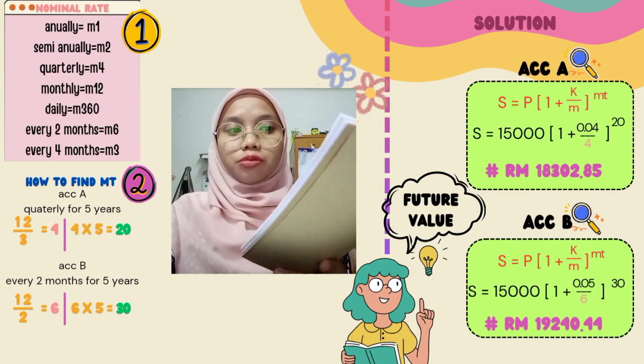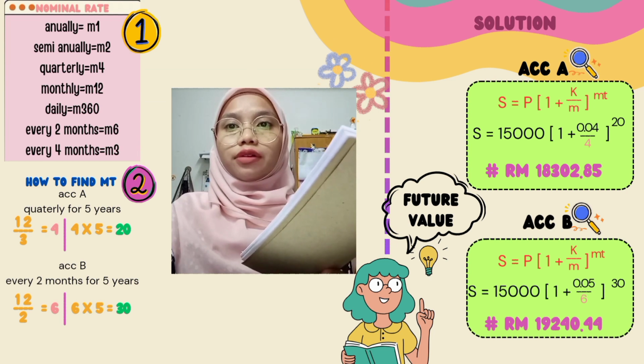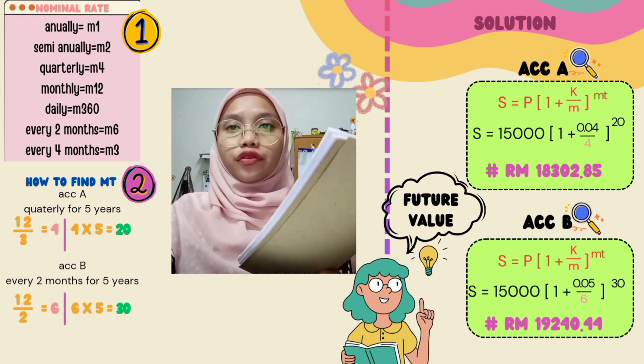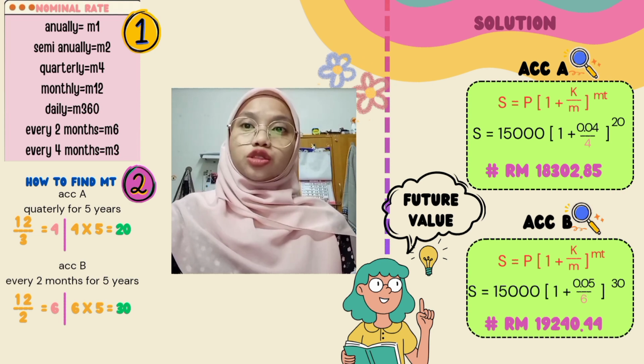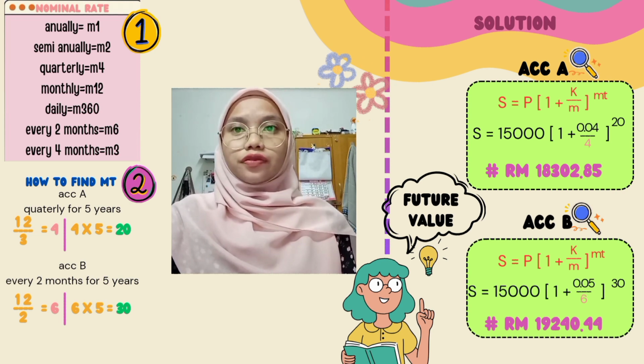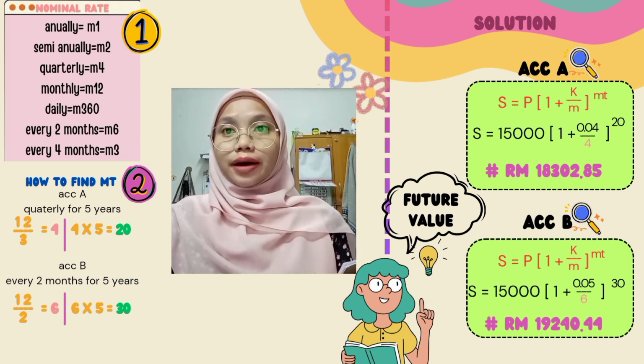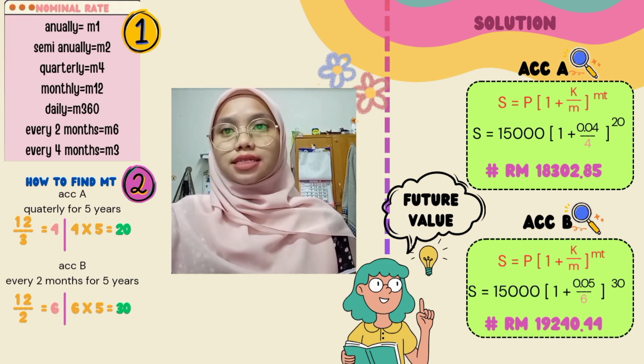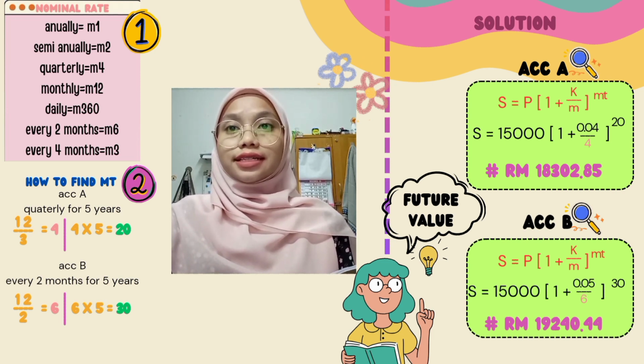which means we need to find the future value and the interest received. Before we find the solution, I will teach you how to find the MT first. I will use account B to find the MT. Account B needs to pay every 2 months for 5 years. So the first step is 12 months divided by 2 because they need to pay every 2 months. So the answer is 6.